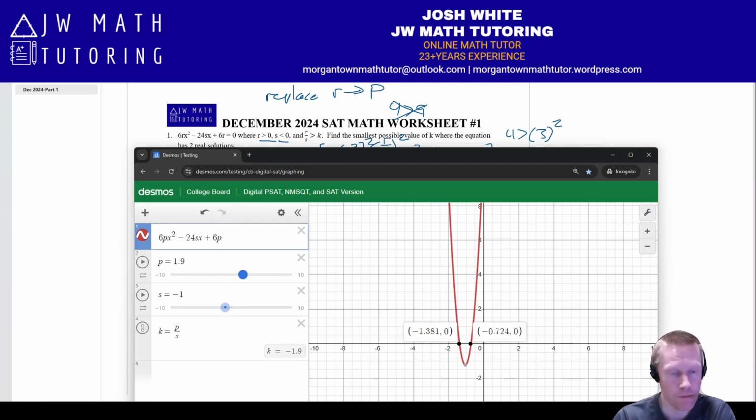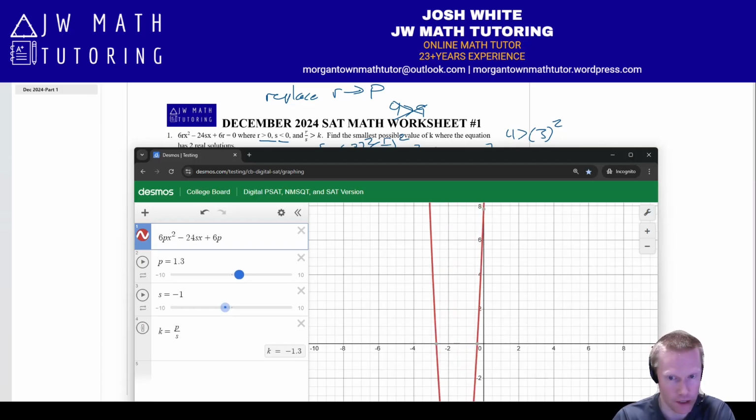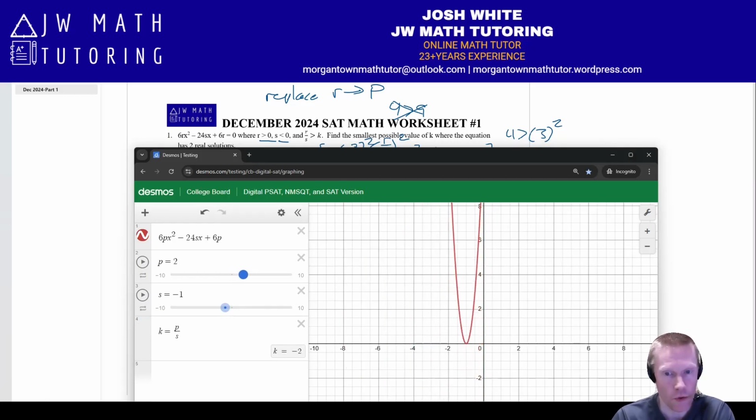Okay. And you could try moving this in various directions. I mean, basically you can go down to like 0.00001 or whatever, because r has to stay positive. But the reason that you know that the k value will be negative 2 exactly, and not some other number, is because notice right here when I set r or p equal to 2 and s equal to negative 1, the k value is negative 2, and that's exactly one real solution because it just touches the x-axis. So that's how you know that this is the floor, this is the lower bound, and therefore this is the answer.